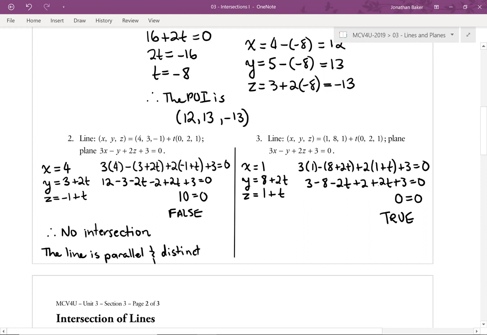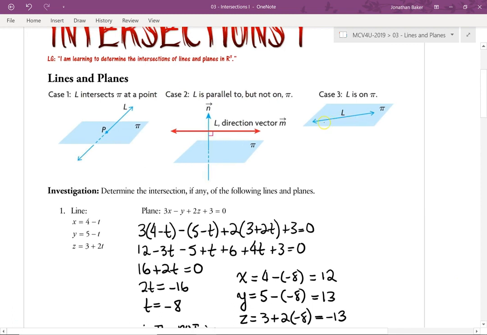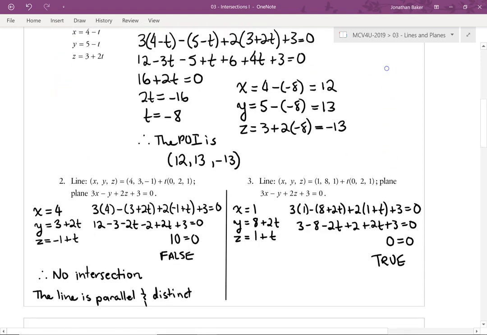So because we got a true statement, something that's always true regardless of t, what that means is that every single value of t will satisfy this equation because t doesn't matter. In other words, we could put any t in here and it doesn't matter because this negative 2t is going to cancel with that plus 2t. And this is the third case where the line is literally inside the plane. When the line is inside the plane, we could take any t on this line, any multiple of the direction vector for this line, and we would reach a point that's on the plane as well. So every point that's on the line also intersects with the plane.